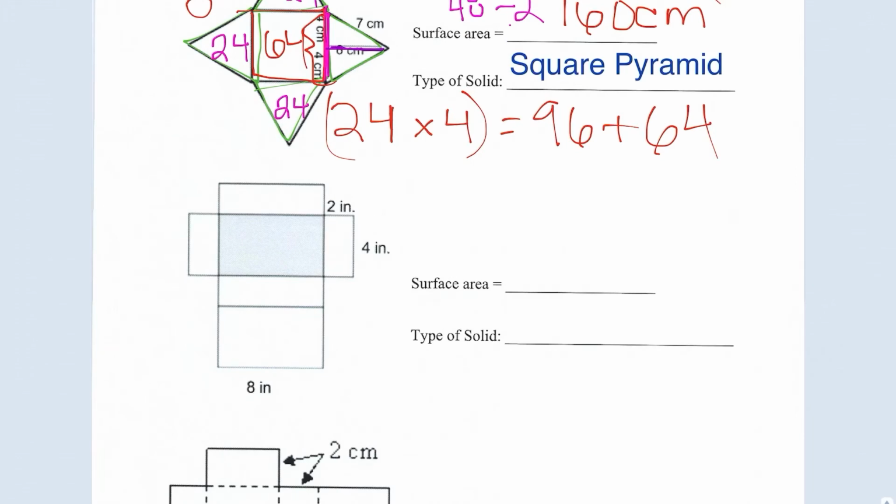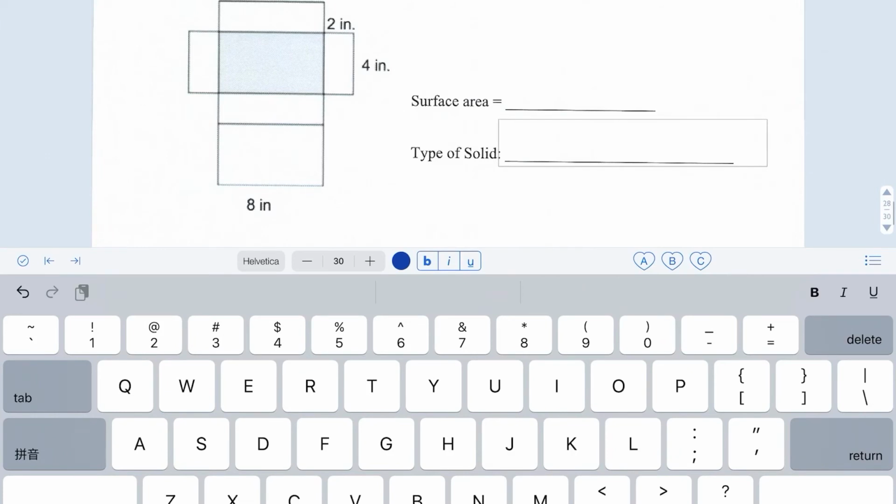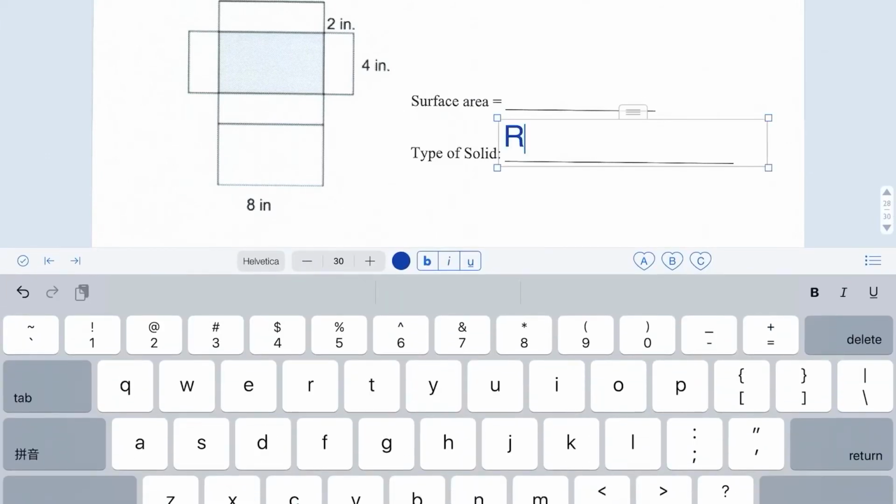Let's go ahead and find the surface area of this rectangular prism. Let me write that in first. Let me scroll up so I can see.